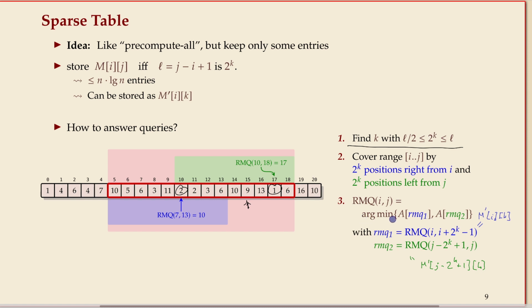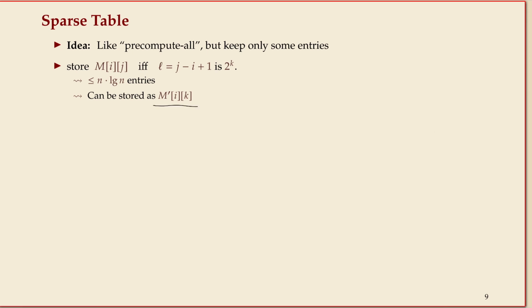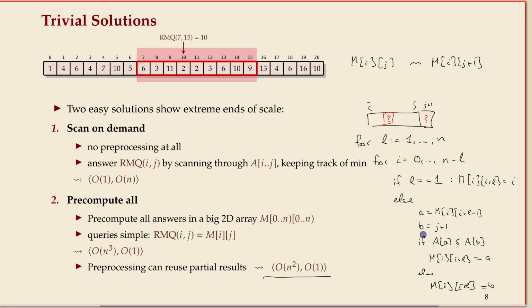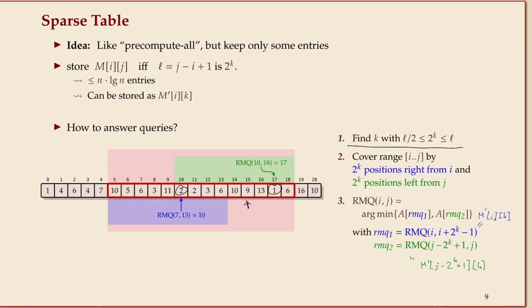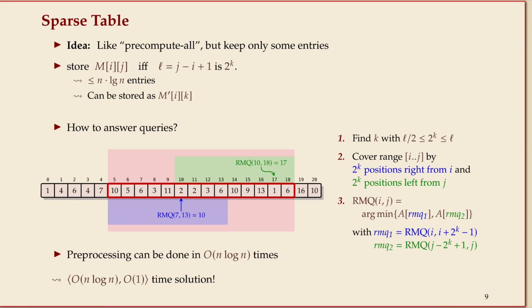So this notation argmin just means the position where the minimum is attained among those two options. So you would have code that's like this. If A of a is less than A of b, then the result is a, otherwise it's b. So that's how you get by with just n log n entries instead of n squared.